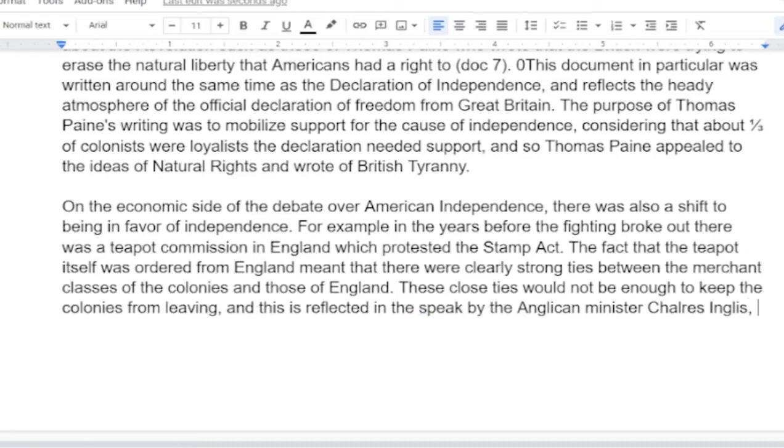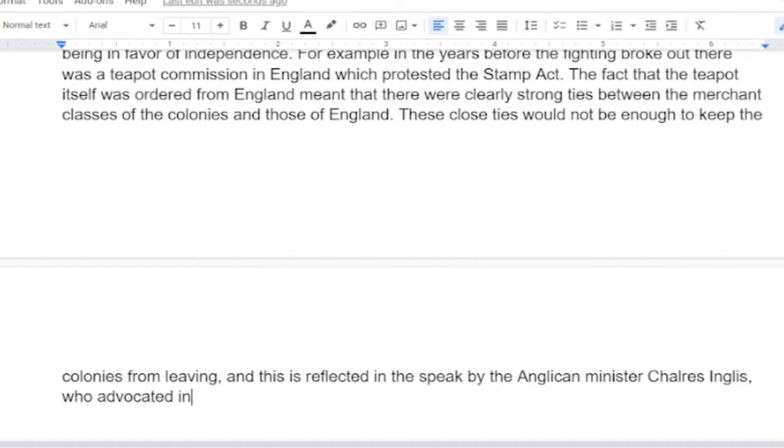English who advocated independence on the grounds that Americans would pay fewer taxes. Which, you know, hey, we like that in America. We like fewer taxes. We enjoy that. We need that. We want that.